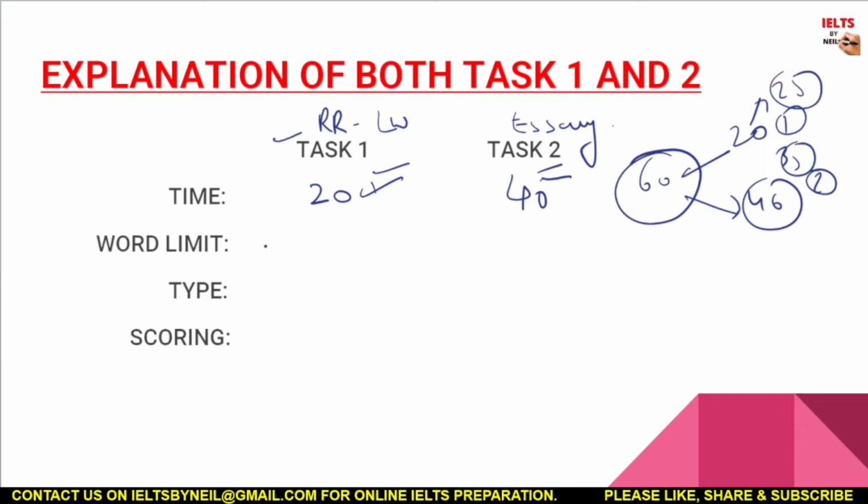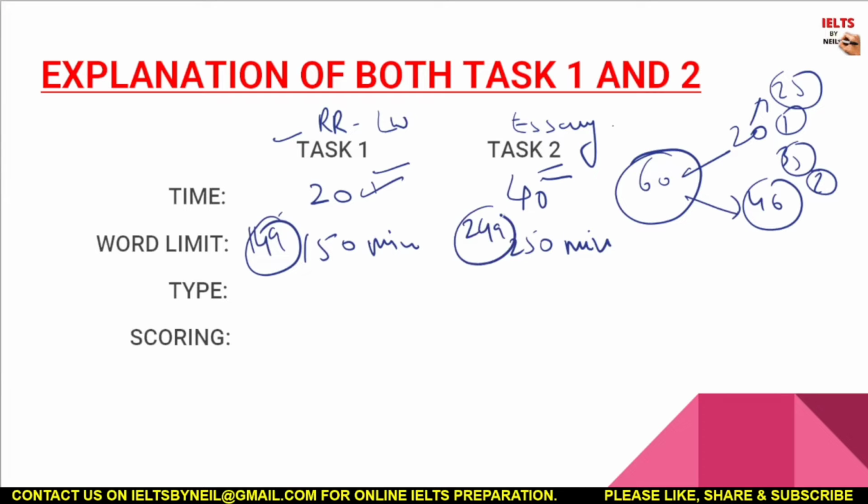Okay, now coming on to the word limit. So what happens in word limit? The word limit for task 1 is 150. That's a minimum. And task 2 is 250 minimum. IELTS is very strict when it comes to word limit. Okay, you cannot even write 149. You will be penalized for this. You cannot even write 249. You'll be again penalized for this. Okay, however, there's no upper word limit, like there's no maximum word limit.